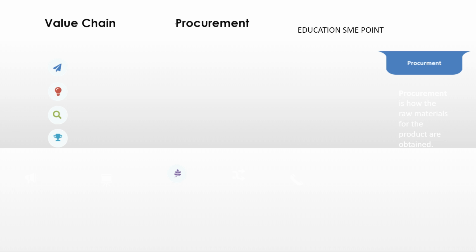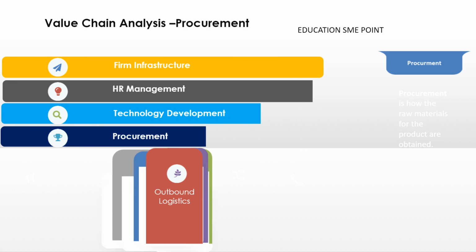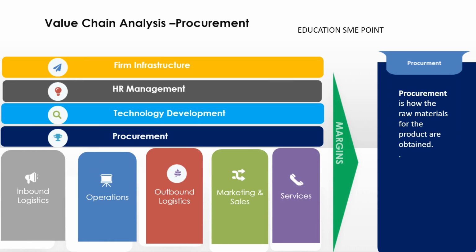Procurement. Procurement is how the raw materials for the product are obtained. It is what the organization does to get the resources it needs to operate. This includes finding vendors and negotiating best prices.